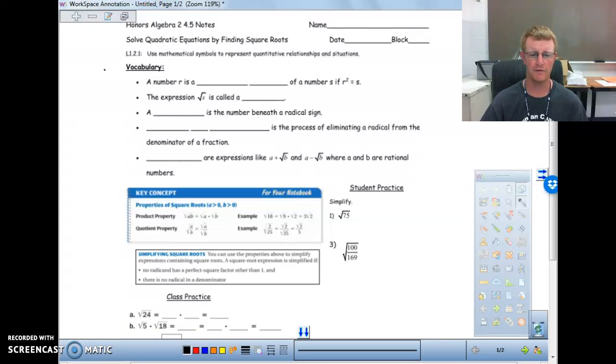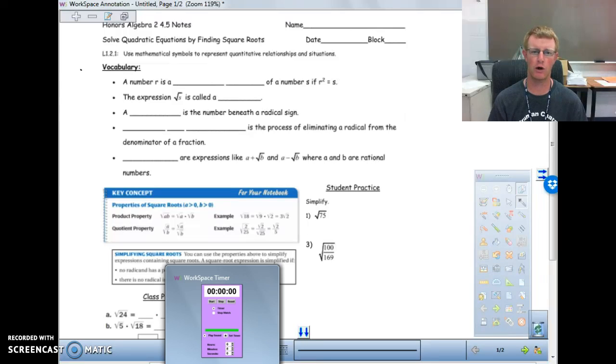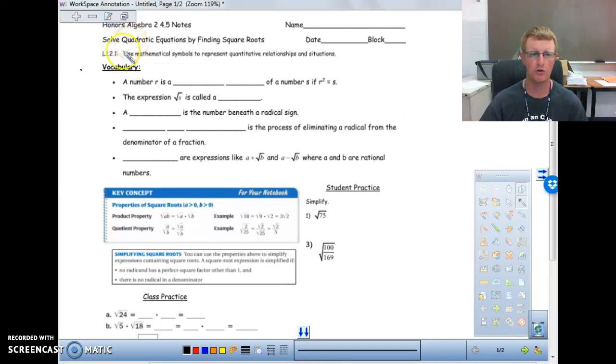This is 4.5 out of chapter 4. So what we're going to be doing here is working more on quadratics and solving quadratics. What we want to make sure that we understand is that there are several different ways to solve a quadratic function. You just need to know what is the best way for the problem that is given to you.